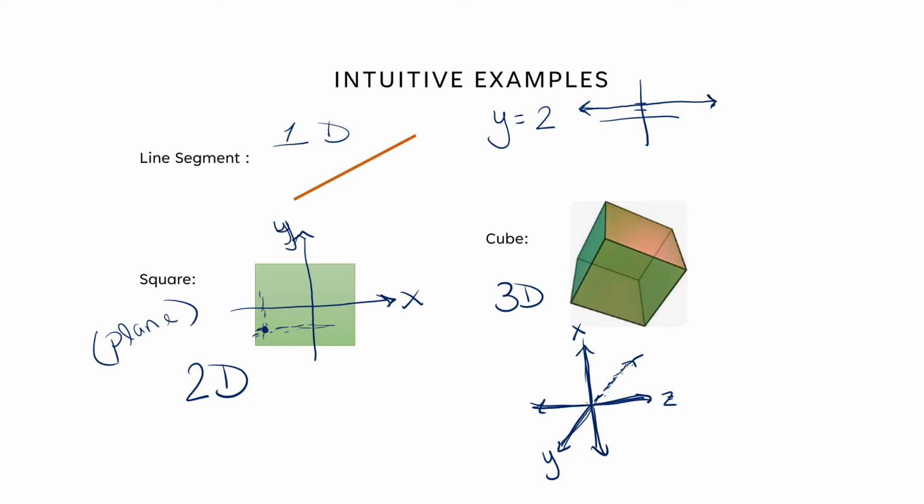But this would be our three-dimensional graph. In order to define this cube, I would have to have all three dimensions. You'd have to have the length, the width, and the height. So you'd need to have all three dimensions in order to define the cube. Okay, that's great.